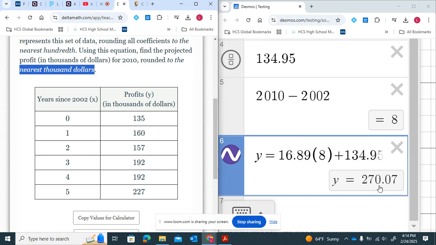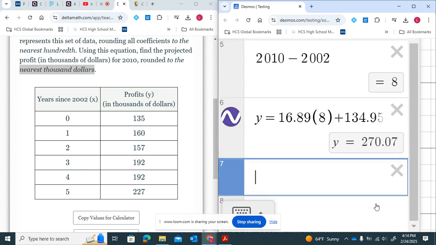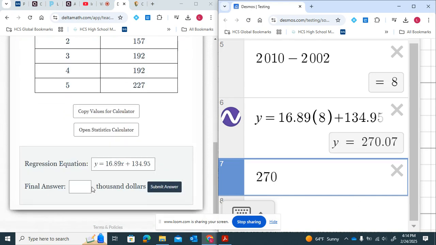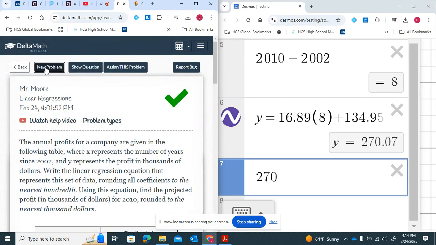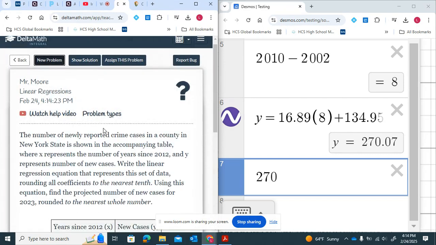So 270.0. Because this is a 0 and right next to it is a 0, my answer is 270. I round to the nearest whole number here, and I hit submit. Should be all right. We're good to go. Let's get the next problem.